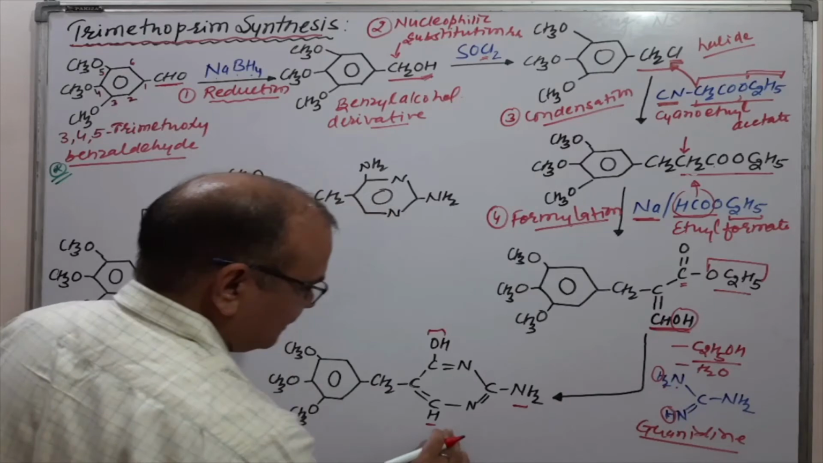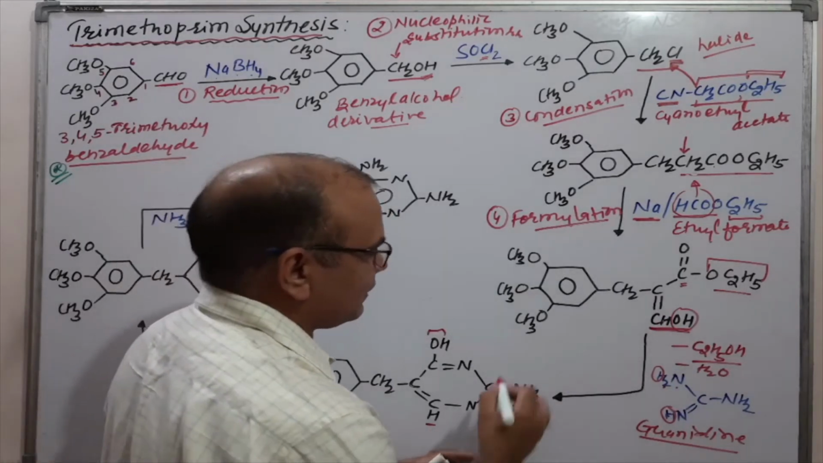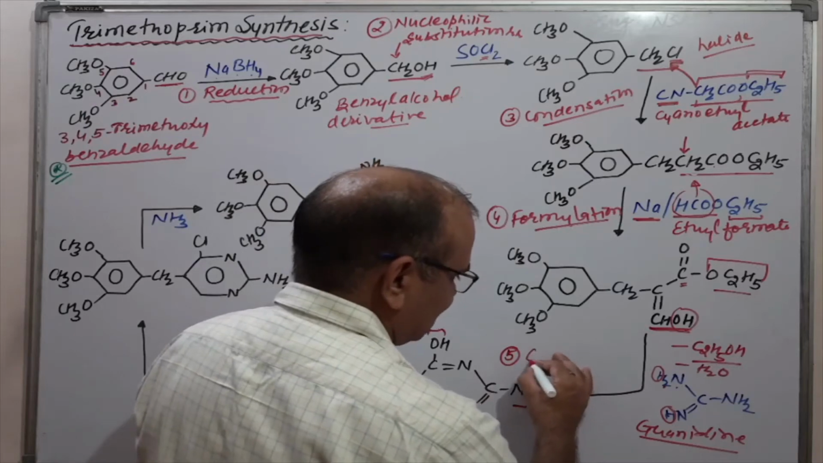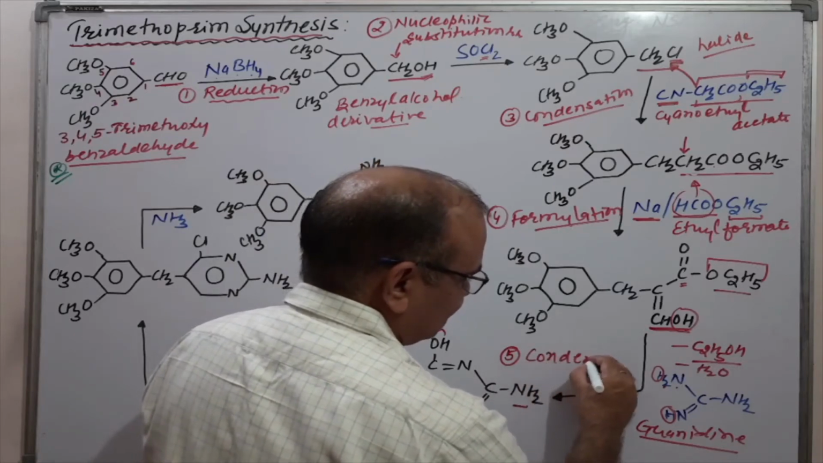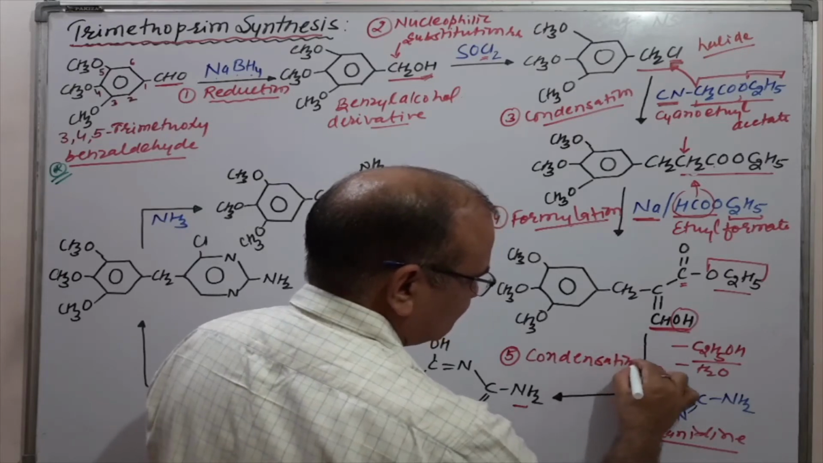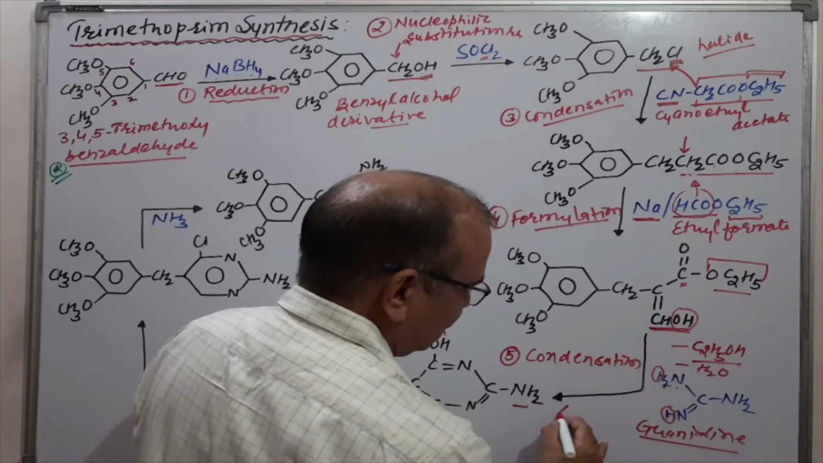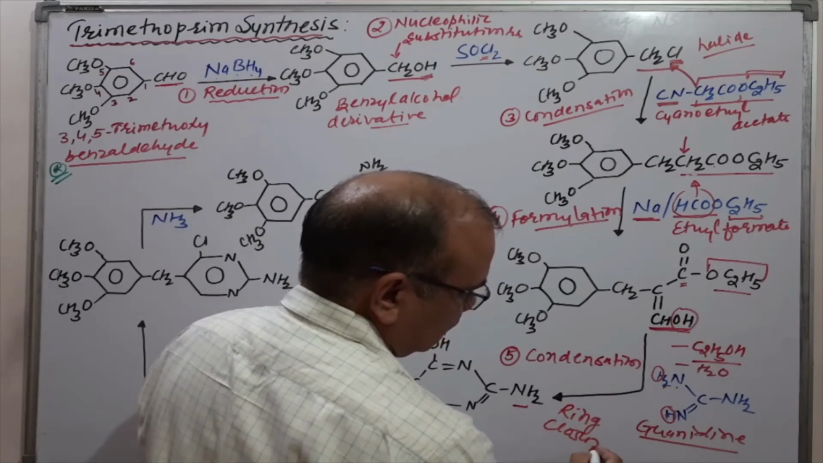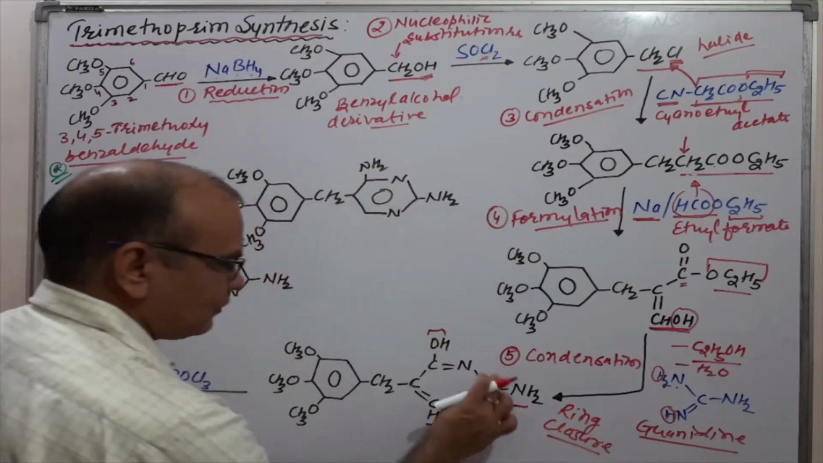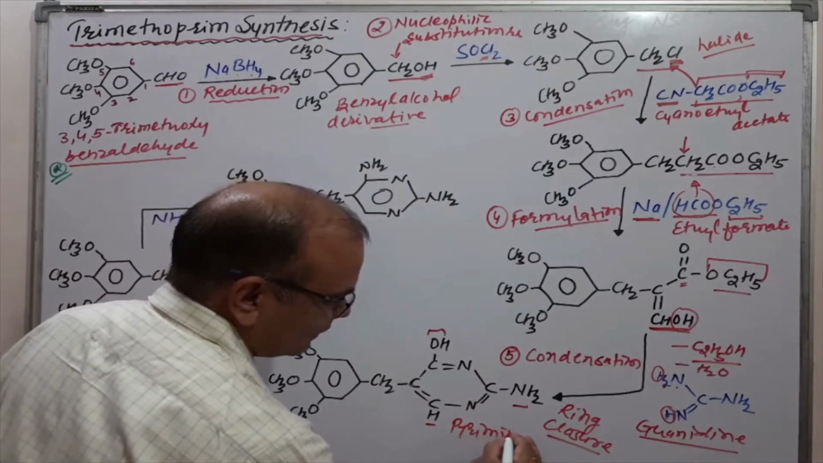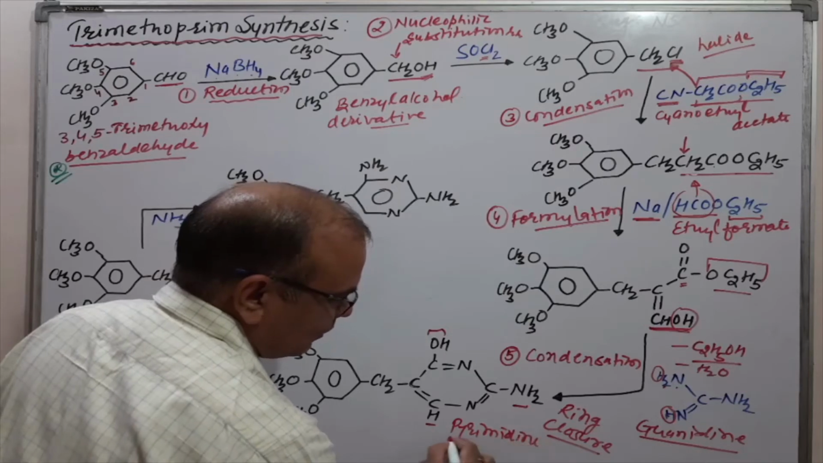Now this is the ring formation, meaning reaction number 5. Reaction number 5 is simply condensation, or we can also say ring closure or ring formation. That is the pyrimidine ring system, as we have discussed.